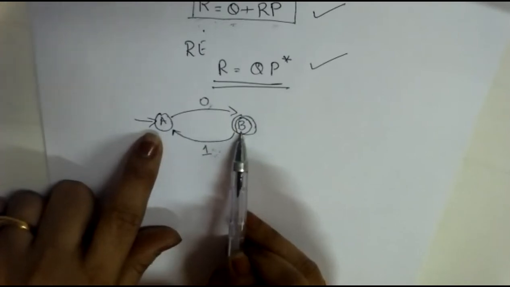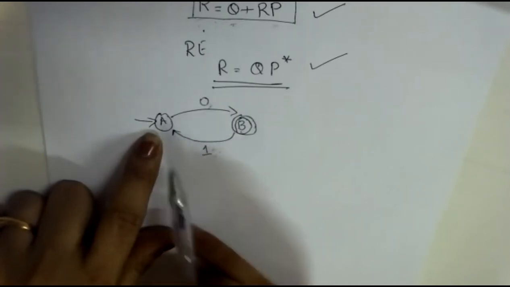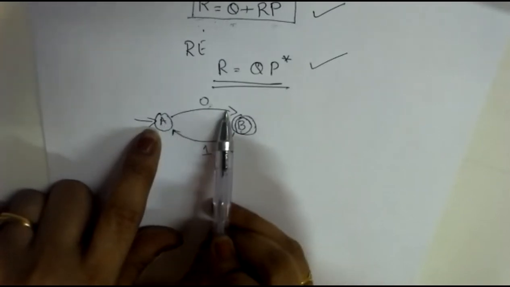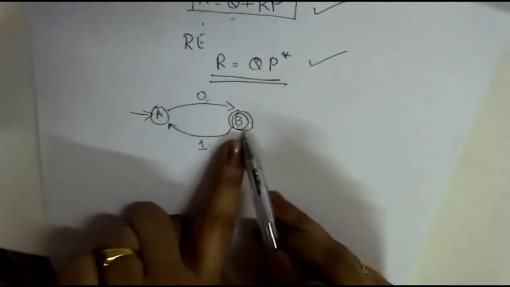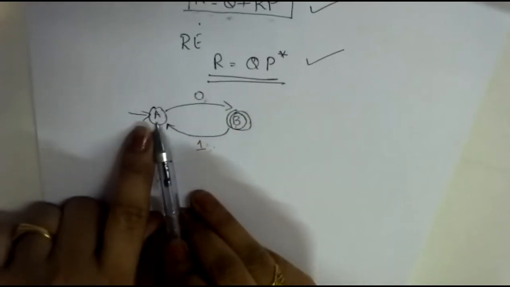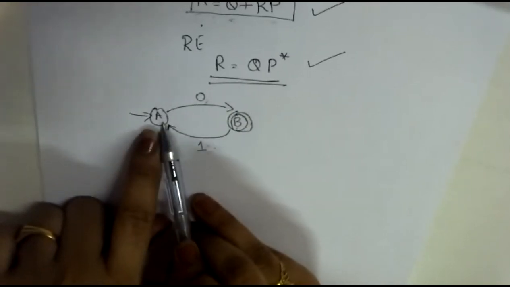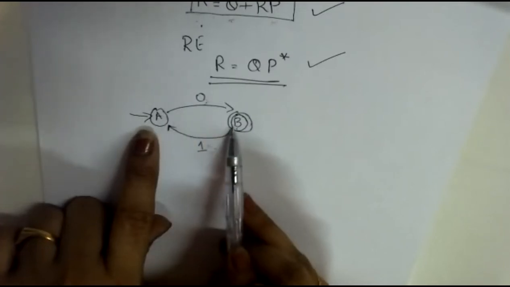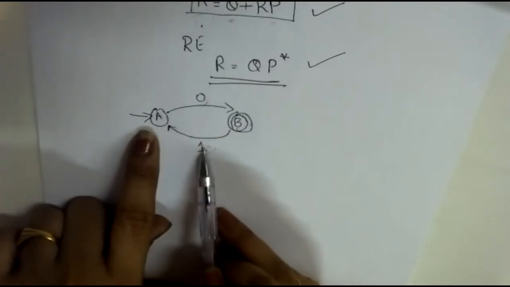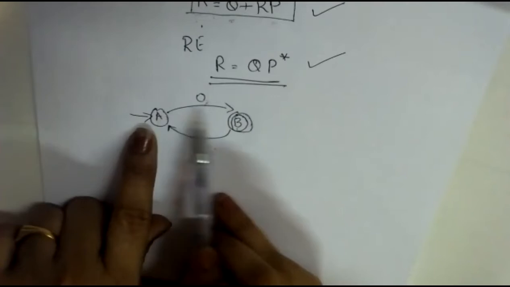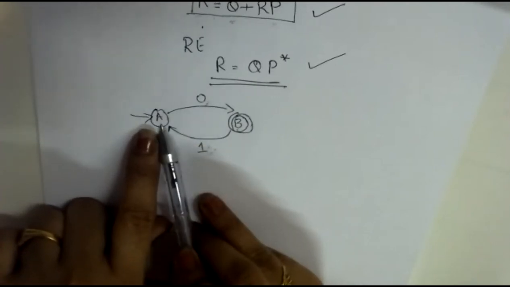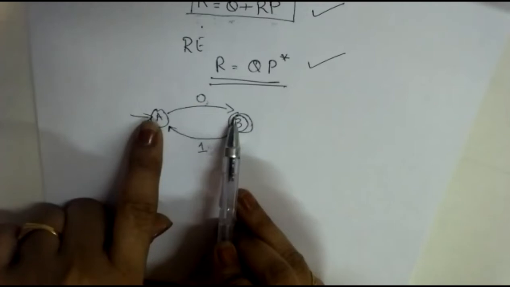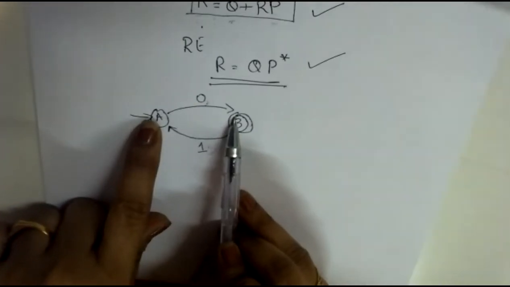Abhishek, coming to your answer, you say it is 1, 0 whole star. 1, 0 means the start state should have a 1 transition, right? You cannot start from B. You have to start from A, right? So it cannot be 1. We cannot go this way because on 1 the transition is from B to A, it is not from A to B. So I can't start with 1. It has to start with 0. Right? So the others are right.